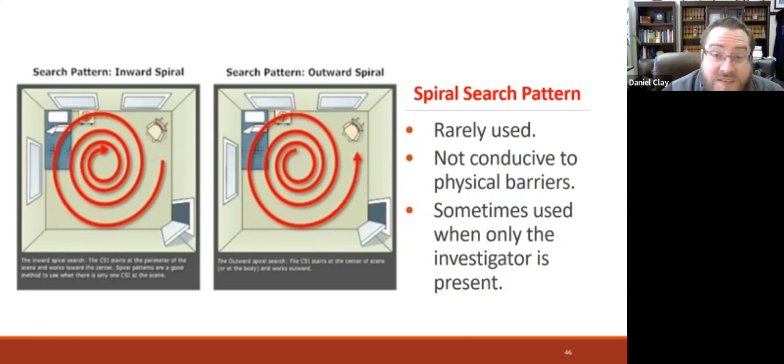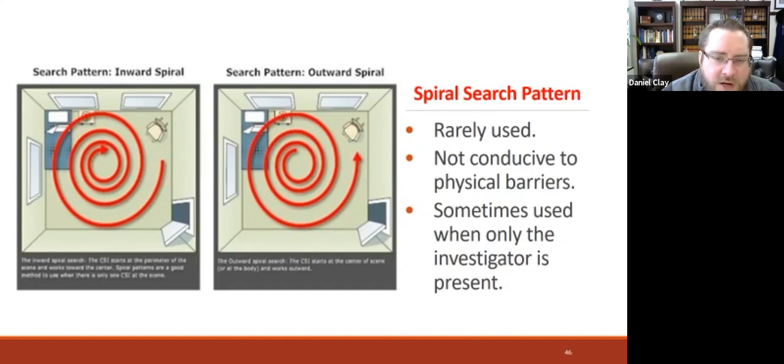It's better if one person does it, right? Because having two or three people is just going to contaminate the scene. So if you have limited personnel, it's a good thing to do. It's very rarely used. The other way you can search is the outward version of a spiral.